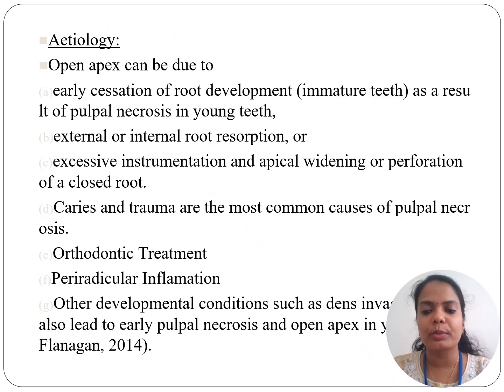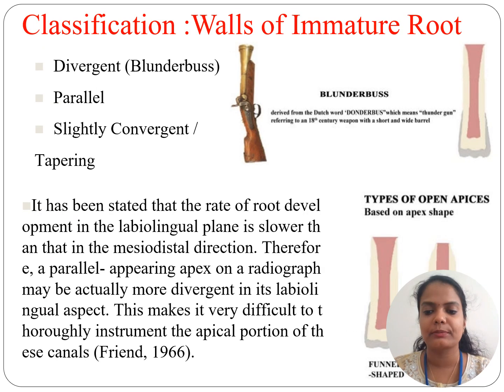How does open apex happen? It can be due to an early cessation of root development, external or internal root resorption, excessive instrumentation or perforation, caries and trauma that are the most common causes of pulpal necrosis, orthodontic treatment, or periradicular inflammation. Other developmental conditions like dens invaginatus can also cause an open apex.